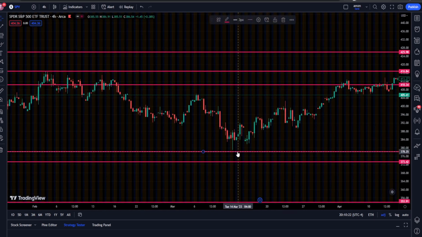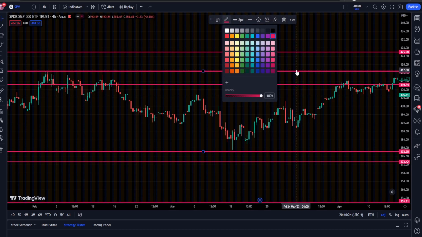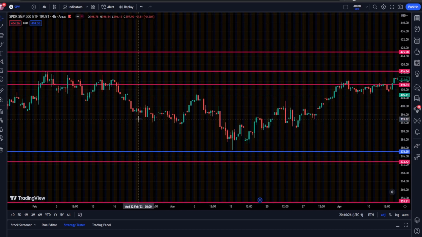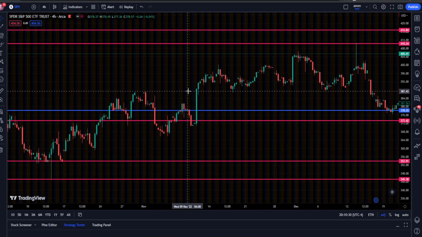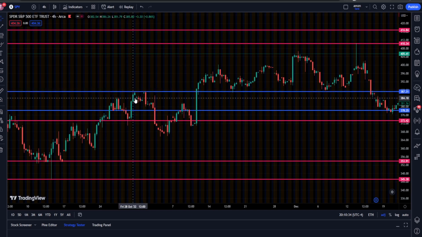We found another wick. We're going to change the color to something like blue. Let's just use blue for 4 hours. That's another support. Let's look for another one. There's one right here, which is also a resistance. We'll talk about this one right now. Look, this is a resistance for this candle right here, but it's a support for the rest of this.